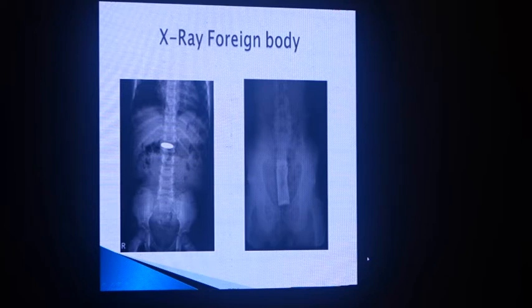I tried to remove it per rectally, tried doing sigmoidoscopy, but unfortunately, because of the edema being so much, I could not retrieve it through the anal canal or anal orifice. But I did a laparotomy and removed it from the colon.